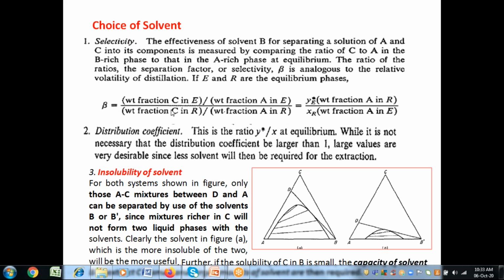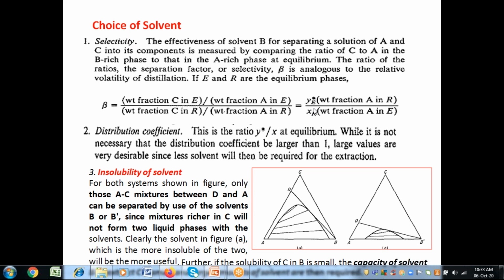That means at equilibrium, Y star by X. So this ratio is called the distribution coefficient. So distribution coefficient is the ratio of the solute concentrations in the extract phase to the raffinate phase. So the distribution coefficient value is not necessarily larger than 1. It need not be larger than 1.